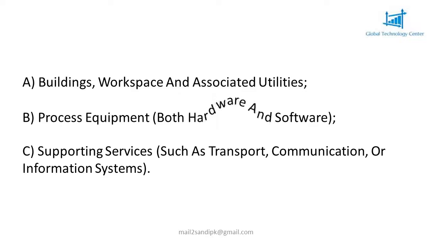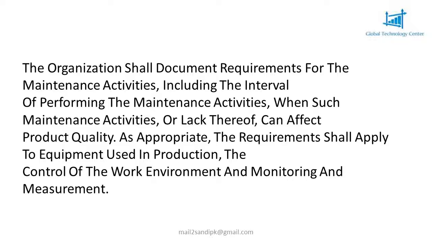B. Process equipment, both hardware and software. C. Supporting services, such as transport, communication, or information systems. The organization shall document requirements for the maintenance activities, including the interval of performing the maintenance activities, when such maintenance activities, or lack thereof, can affect product quality.